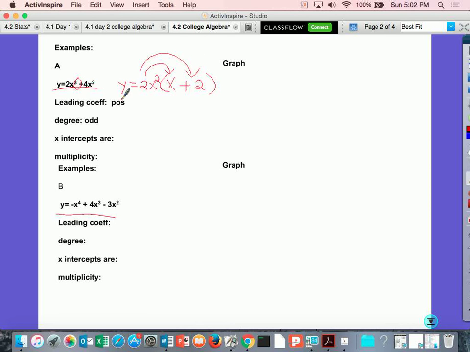So I already wrote on here that the leading coefficient is positive. It's the highest degree term, or the number out in front of all the factors. Here's all the factors. That's your leading coefficient as well. And it's an odd function: an x squared times an x is 3. So you should be able to figure out what the degree is by looking at it in factored form too.